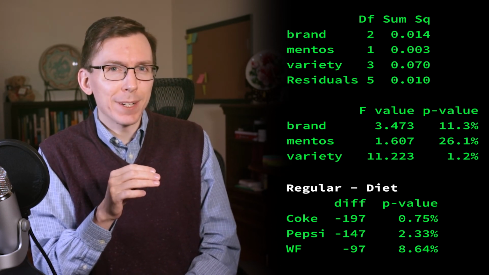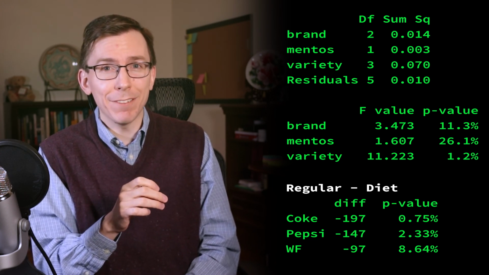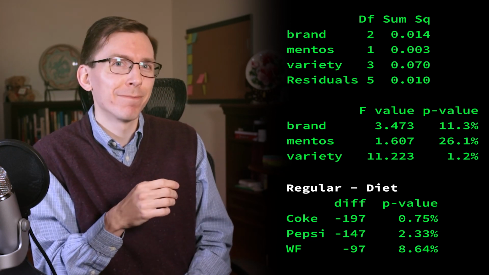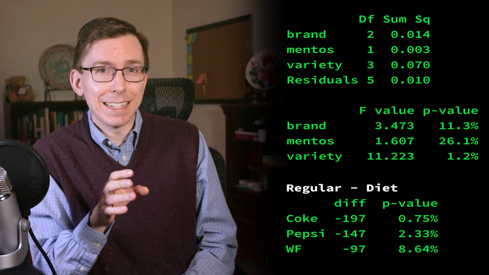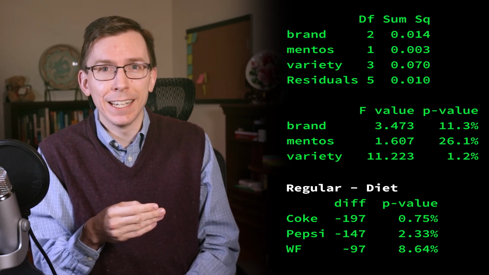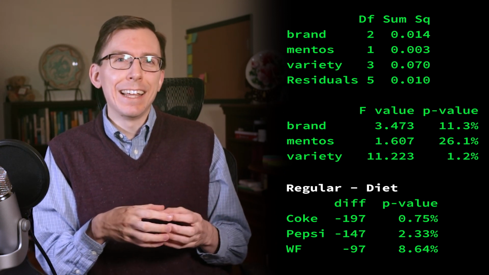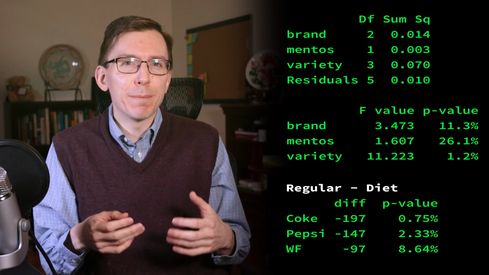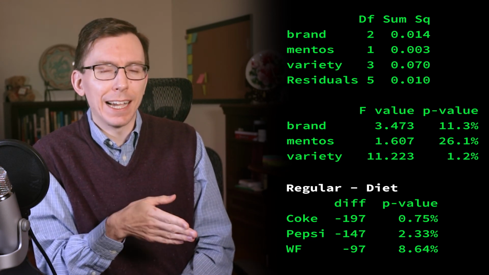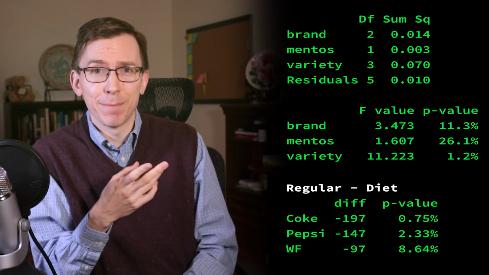Within the Pepsi brand, we see that diet lost an average of 147 more grams than regular, giving a moderately significant p-value of 2.3%. But for Western Family diet, it only lost 97 more grams than the regular variety. This result has a p-value of 8.6%, indicating that perhaps there's something there, but we might need more data to determine if there is a significant difference between diet and regular within the Western Family variety of cola-based sodas.